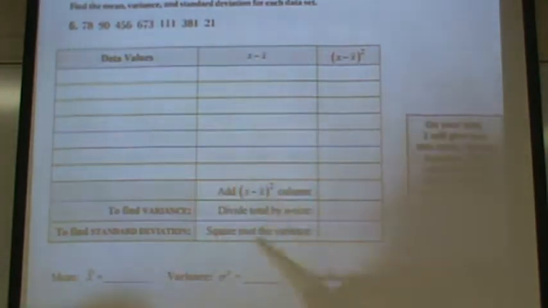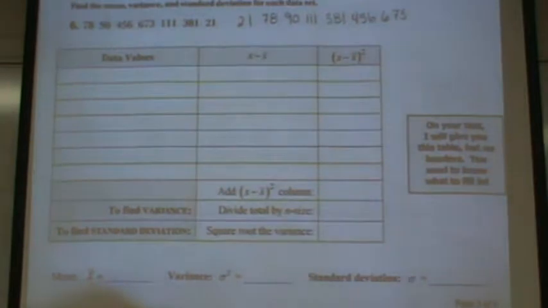So for number 6, we're given our data set. Remember, it's just good if we put these in order just because that's the way we've been doing them so far with everything else. So if we reorder, we get 21, 78, 90, 111, 381, 456, and 673. So that's our data reordered.